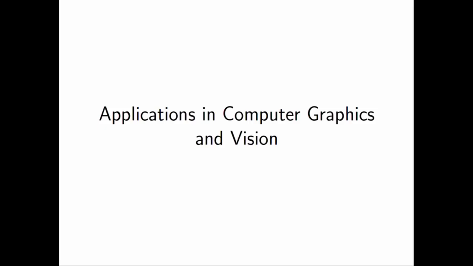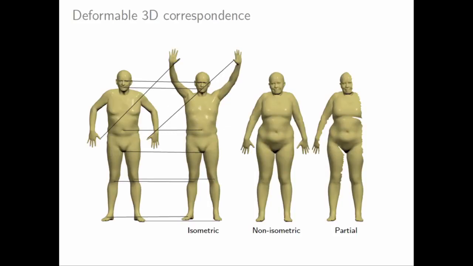Okay, so let me now give you some examples of how these methods can be applied to applications taken from computer graphics and 3D computer vision. In particular, I would like to talk about one of the fundamental problems in these fields, namely the problem of shape correspondence. This problem underlies a lot of applications, whether it's, for example, texture mapping, or applications like 3D avatars, and so on and so forth.